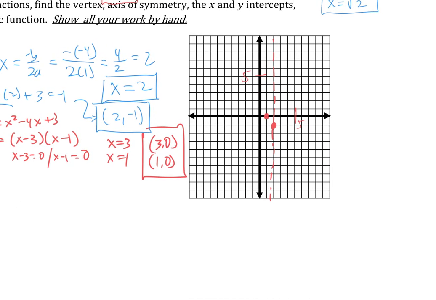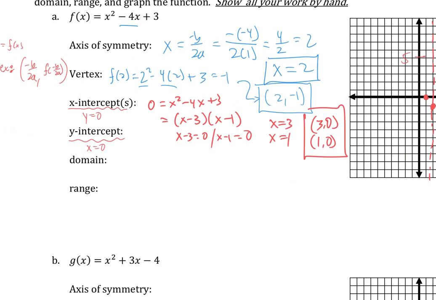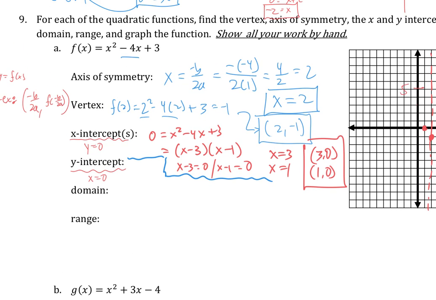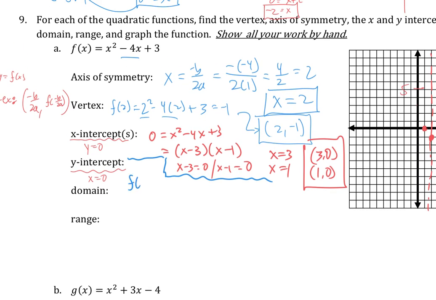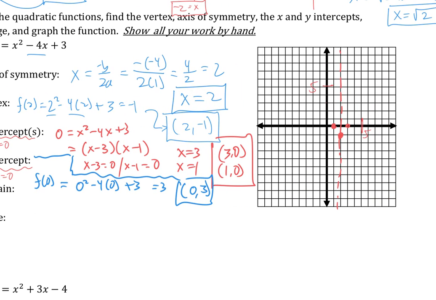So 1 comma 0 and 3 comma 0, we can locate those there. The y-intercept, let's plug in 0 for x, which just means let's find f of 0. And that would be 0 squared minus 4 times 0 plus 3, which is 3. So this would be the point 0 comma 3. So 0, 3. That fits our parabola.